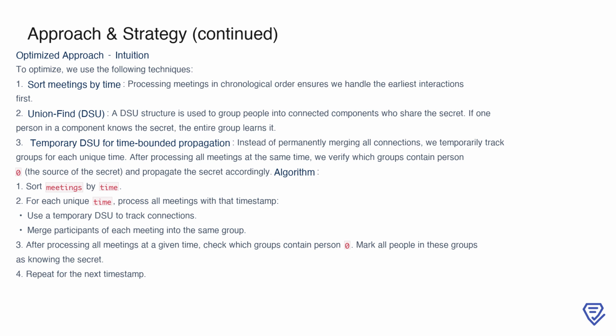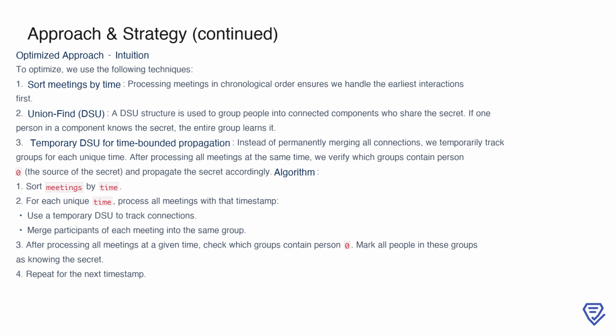If one person in a group knows the secret, the entire group learns it. A key improvement here is using a temporary DSU for time-bounded propagation. This means that instead of permanently merging connections, we temporarily track groups for each unique timestamp. Once all meetings for a specific time are processed, we check which groups contain person 0, the source of the secret, and propagate the secret to everyone in those groups.